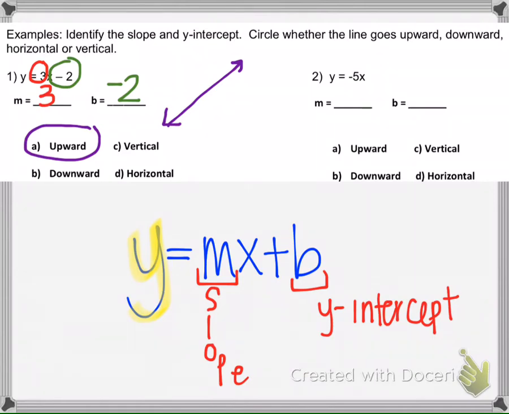Okay, over here, the number in front of the x is the slope, so -5. And then this number here that's being added or subtracted, there is not one, so it's like 0. So the b value is 0. That means it crosses at the origin. And since this slope number here is negative, the graph would go down.